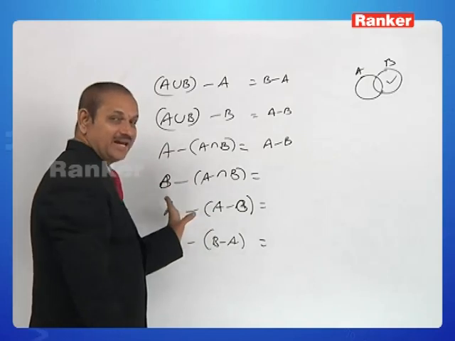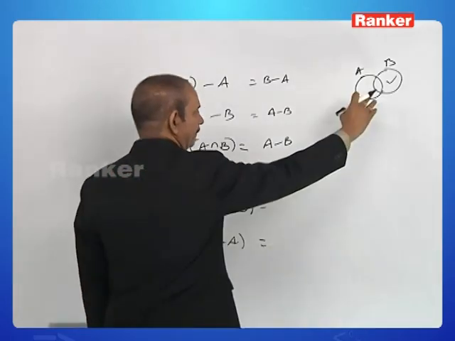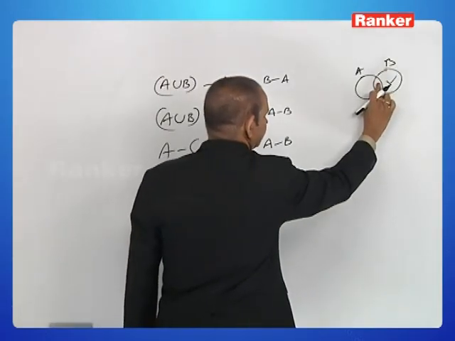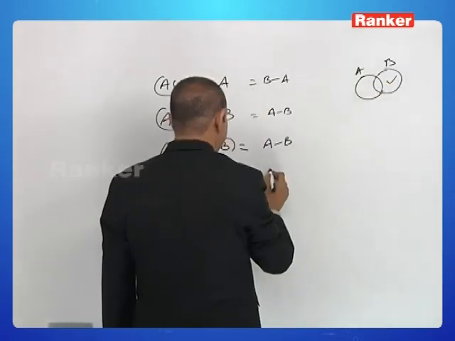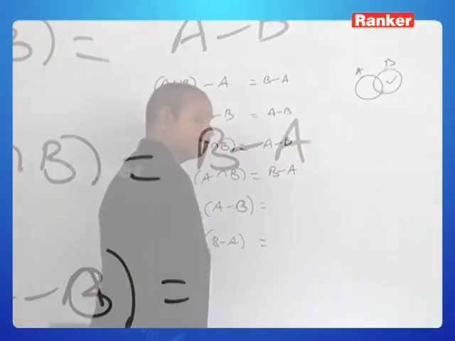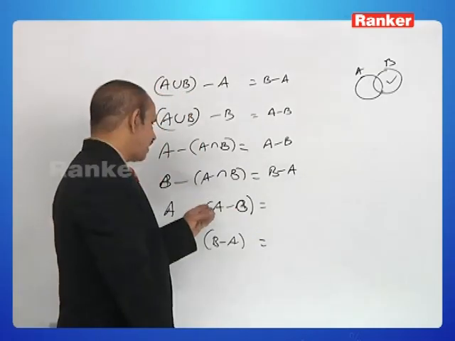Good. From B, A intersection B is deleted. From B, this portion is deleted and this portion remains. And what is that? B minus A.